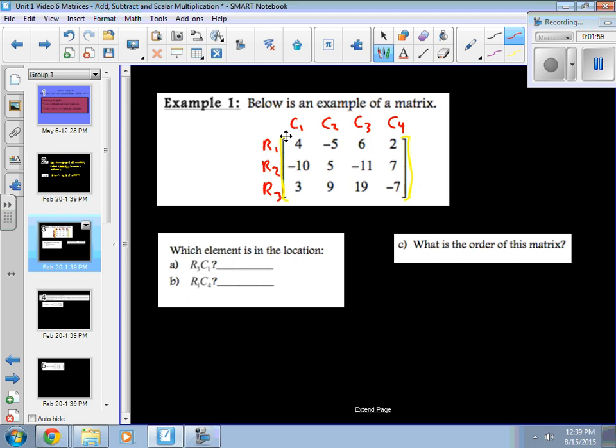So when we're trying to say which element is located in row 3, column 1, you'd follow row 3 over to wherever you want to go. We'd follow column 1 down. And it looks like 3 is the element located there. Same with this next one, which one's in row 1, column 4. If we follow this over to column 4, it looks like 2 is the element in there. If we wanted to describe the order of this matrix, since we have 3 rows, we would say it's a 3 by, and we got 4 columns, so a 3 by 4 matrix. That's the order of this matrix.